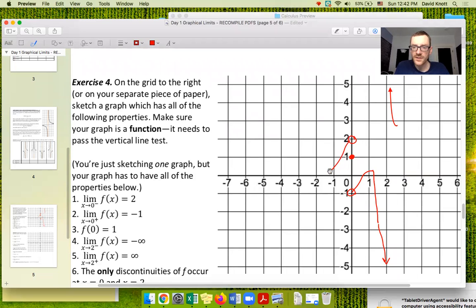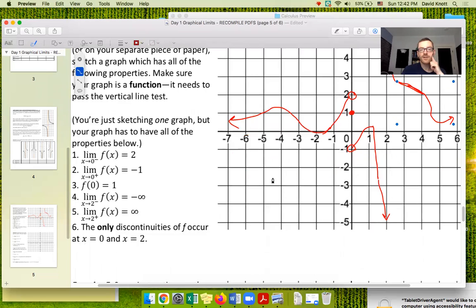Now, as far as what the graph is doing after this, it doesn't really matter. We're given no instructions about what the graph is doing as you go off to the left, so you can just do something like this. There's lots of different options, as long as you're not introducing any additional discontinuities. And likewise over here, we don't really know what's going on with the graph. It doesn't really matter as long as it's passing the vertical line test. It should be good to go. So that is certainly one option for exercise number 4.